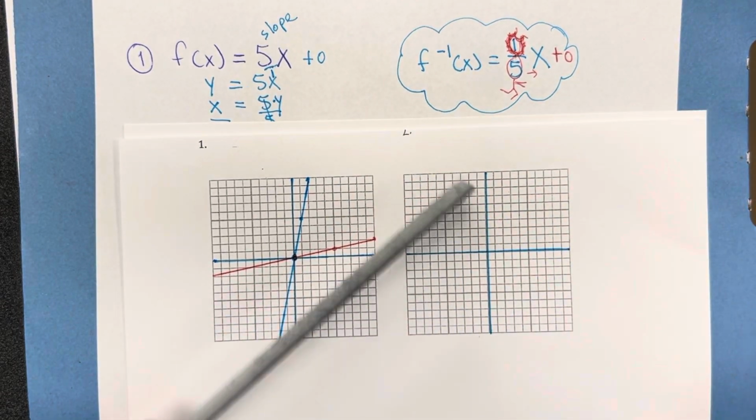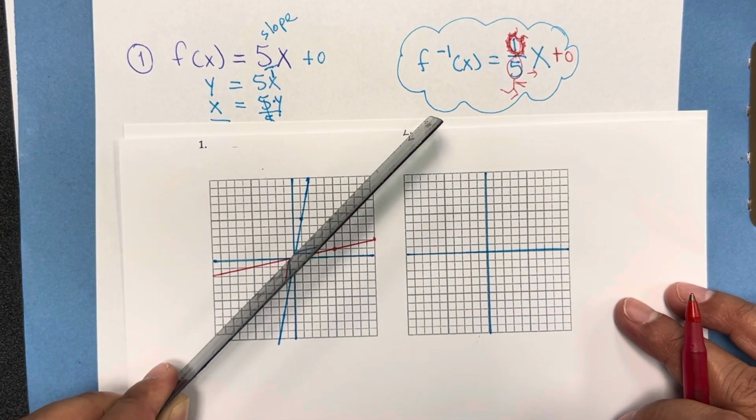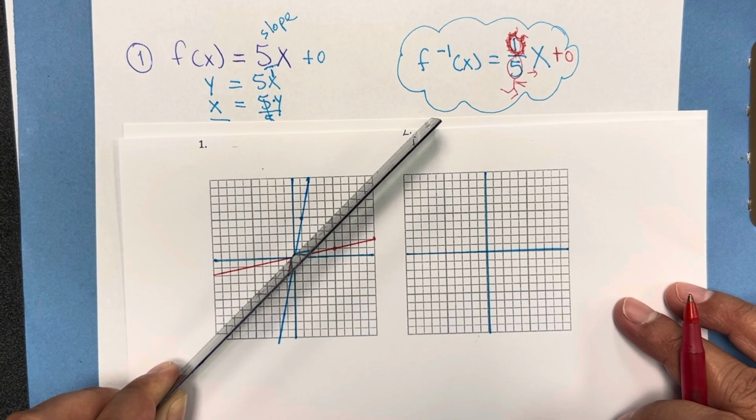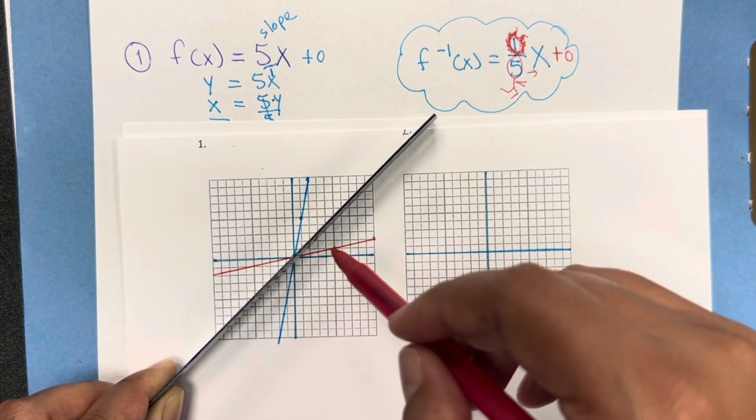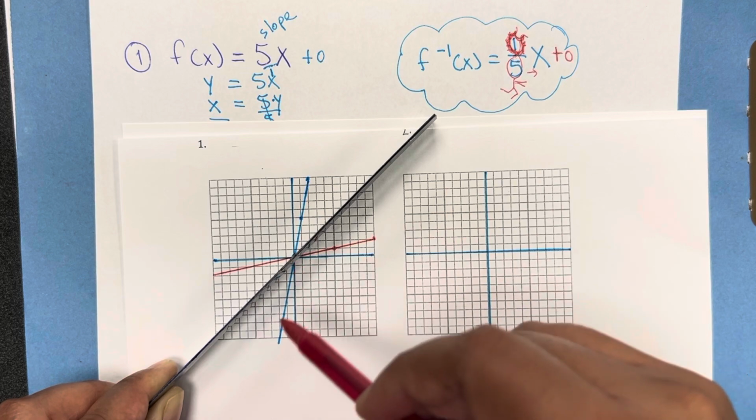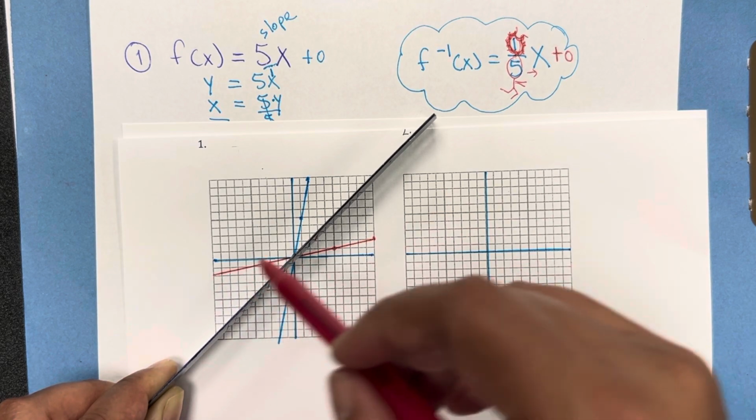If you notice, the line of reflection should be here. Whatever is on this side reflects on that side, and whatever is in here reflects on that side.